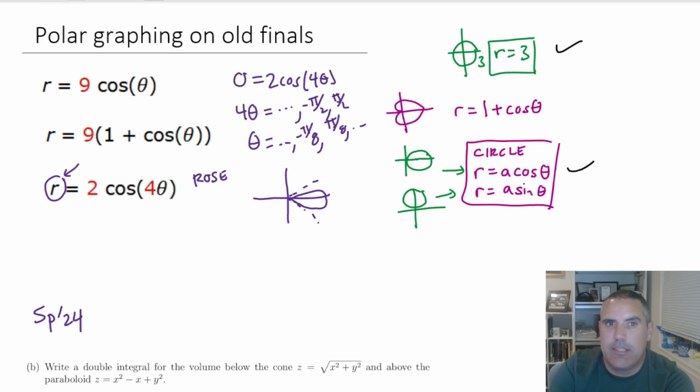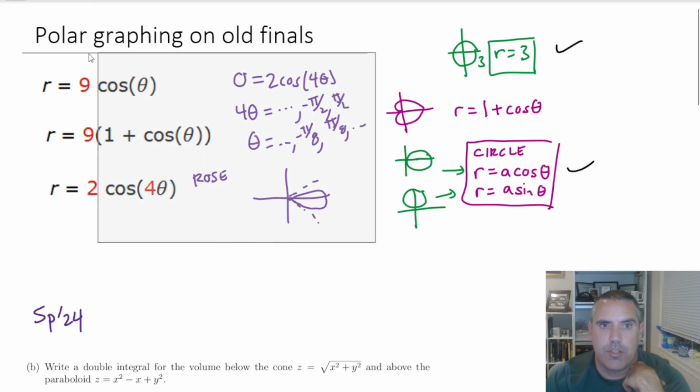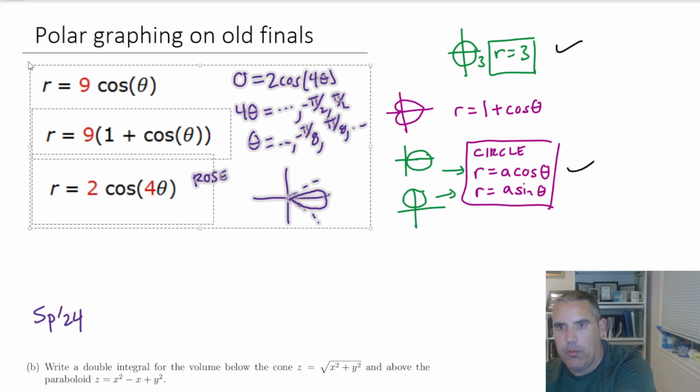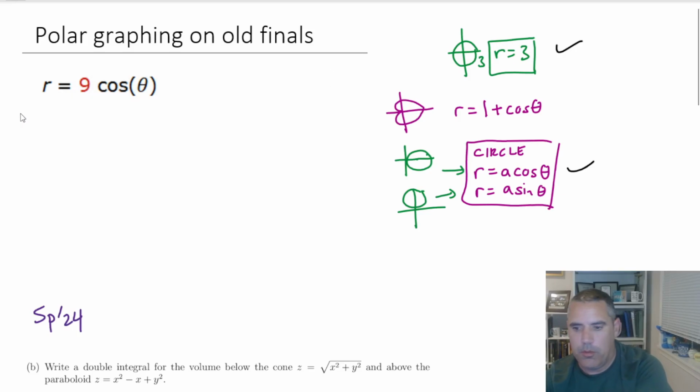So I didn't see anything else in the homework that we did. So we saw cardioids, circles of various types, and roses. Okay, so now let's look at the old exams and see if I was lying to you. So that gives us a little library from the homework, from our discussion. Let's just get rid of that for a moment. And I'm going to pull up an old exam question.